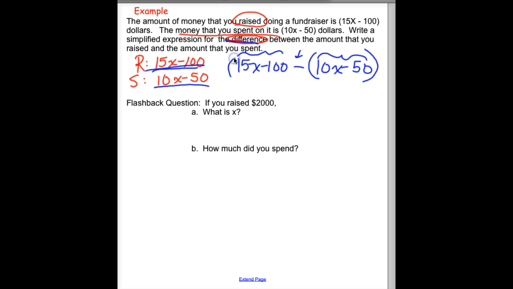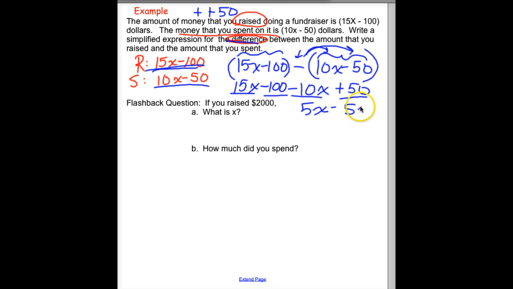So with subtraction, make sure you lock and load those in parentheses. You can be kind of sloppy with addition, but with subtraction, we've got to make sure we distribute that. I need to subtract it all, the minus 10x and the negative 50. And when you subtract a negative 50, you actually end up adding it. So those two negatives make a positive. So when I clean this up and combine my like terms, I've got 5x minus 50 represents the difference between them.